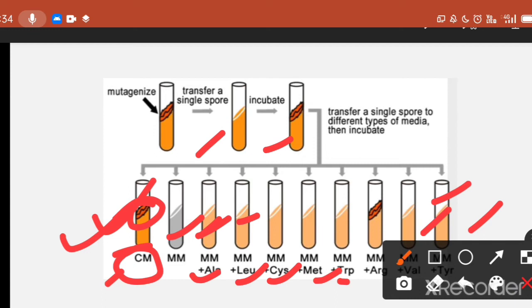But when this minimal medium is supplied with arginine as a supplement, then this particular spore does grow, and they are considered arginine auxotrophs, and we infer that they have a mutation in a gene in the arginine biosynthetic pathway. This type of screen is repeated many times to identify other mutants in the arginine pathway and in other pathways.